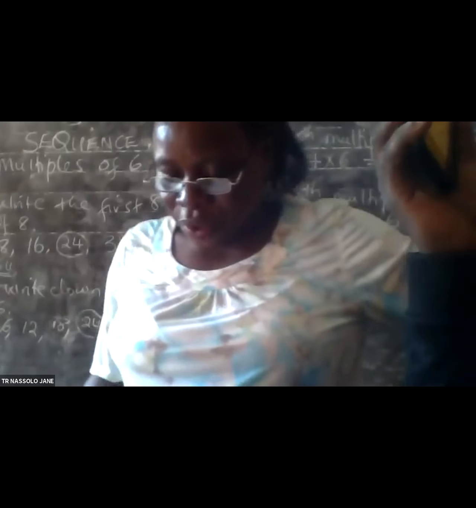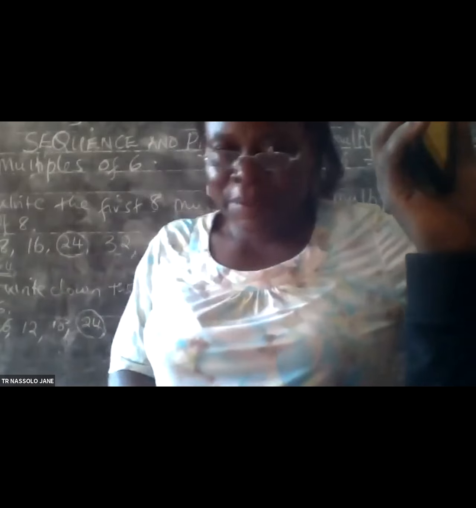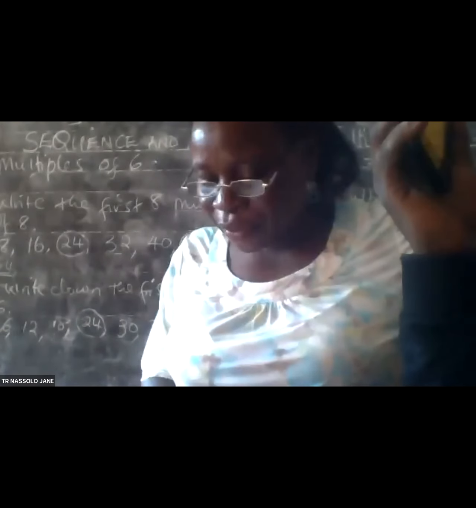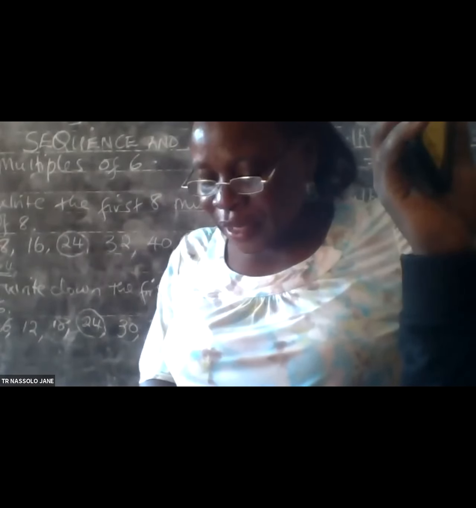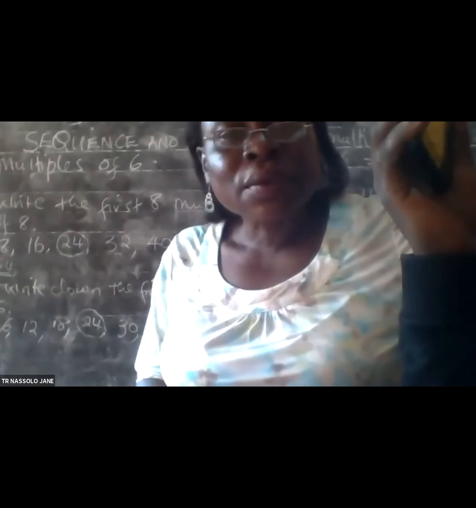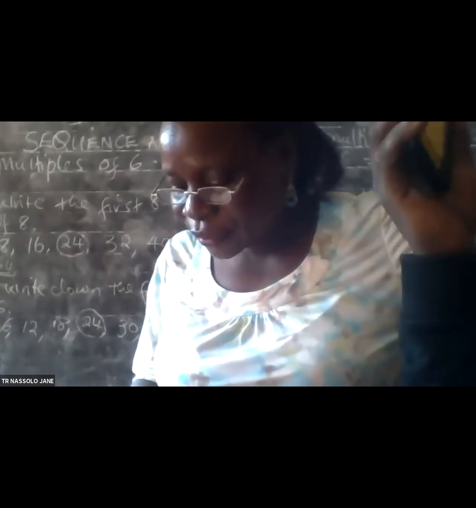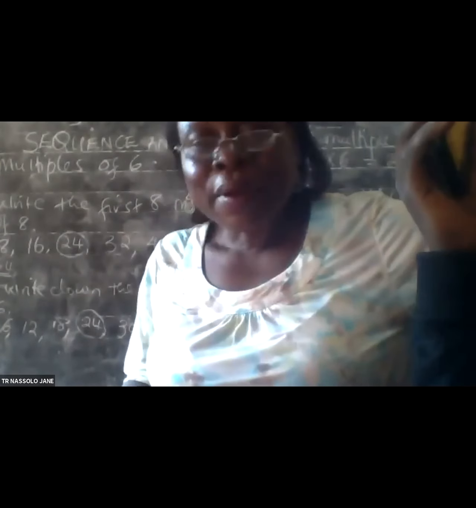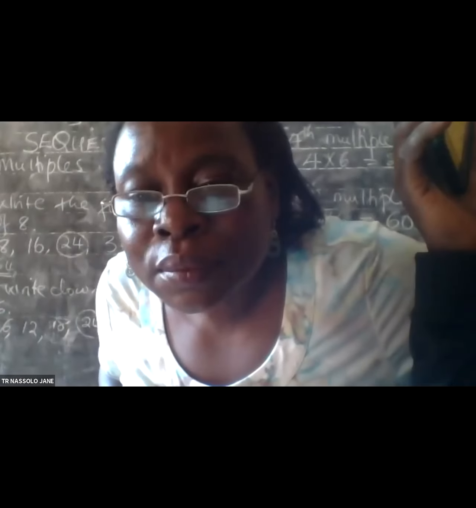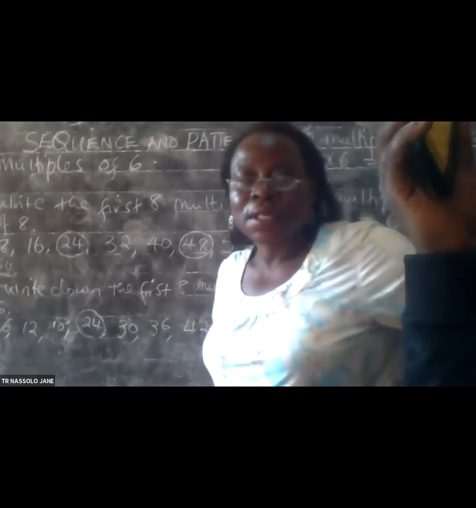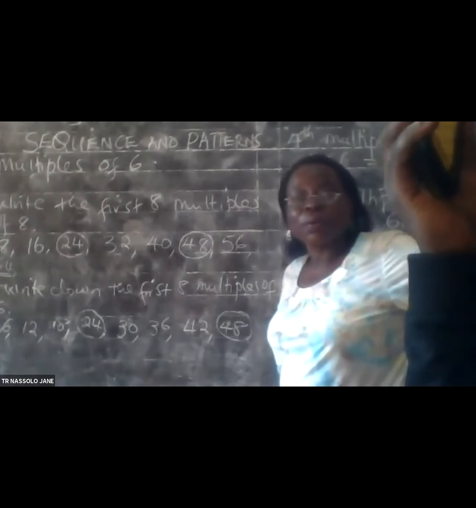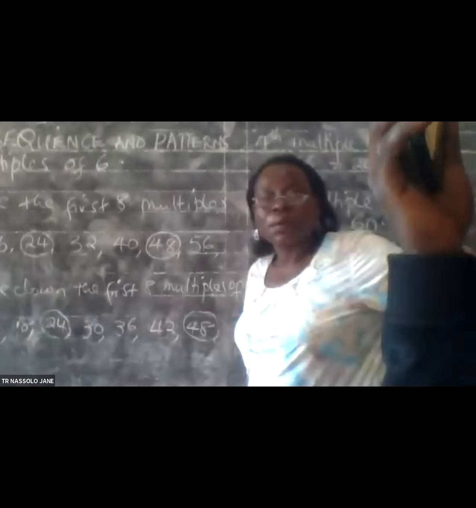Okay, thank you. We had answered part C of number 3. Now part D. What are we supposed to answer? What is the first number that is a multiple of both numbers, 6 and 8?